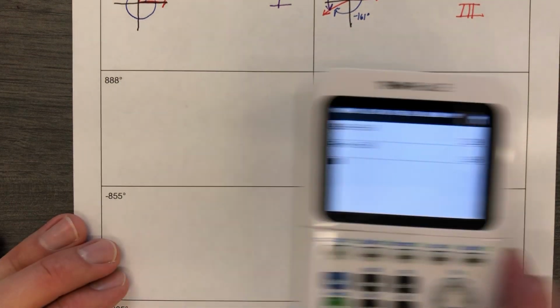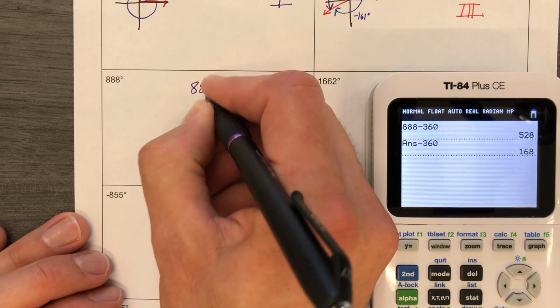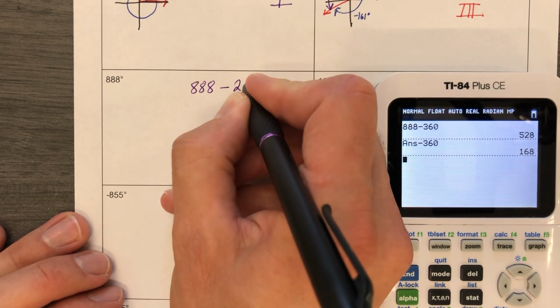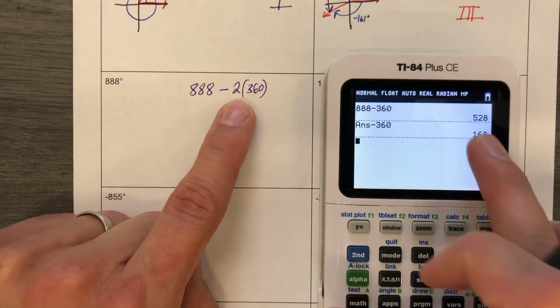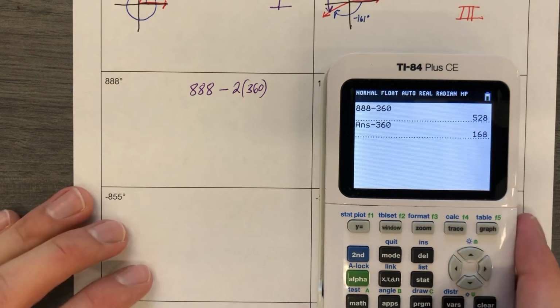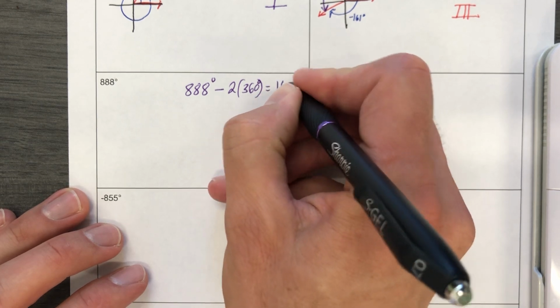What I am going to do instead is write down what just happened in my calculator, which is going to be somewhat common sense. 888 minus 2 times 360. Well, how did I know it was 2? Well, because when I subtracted it once, I wasn't in a number that was small enough, right? So 888 minus 2 times 360 is going to give me 168.